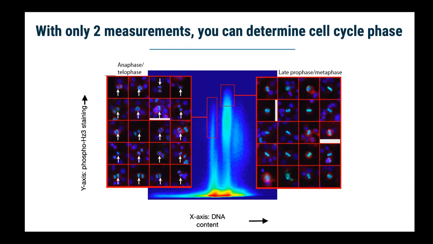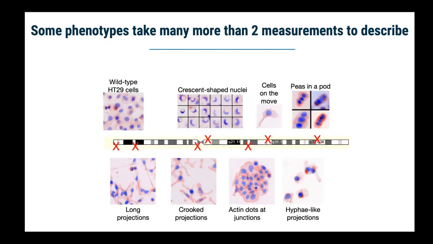Sometimes you might need 2. You can usually get cell cycle phase, for example, with 2 measurements. If you have just a measurement of DNA content and a measurement of mitosis, you can get whether a cell is in G1, S, G2, or which phase of mitosis: metaphase, prophase, anaphase, or telophase. And again, if you only need 2 measurements to find the thing that you care about, then that's fine. The problem is there's lots of weird, wonderful biology out there in the world, and some of it isn't as easy to break into 1 or 2 measurements alone.